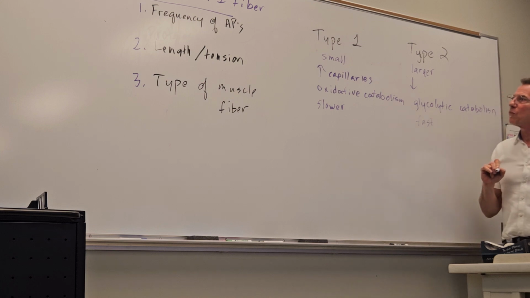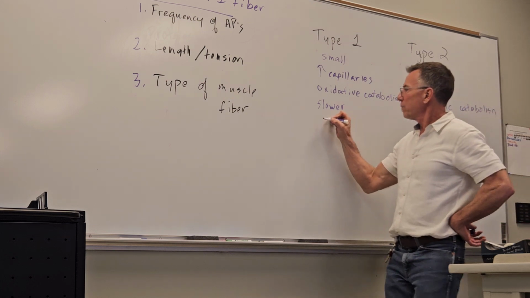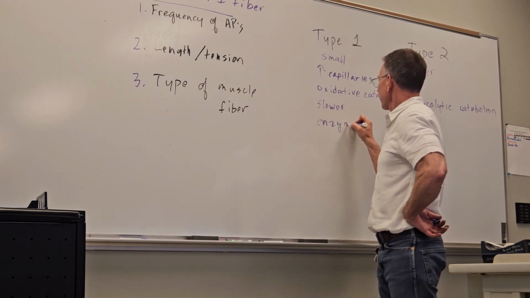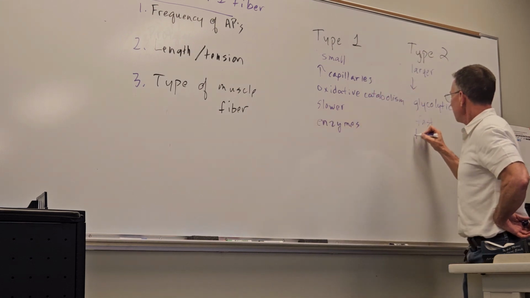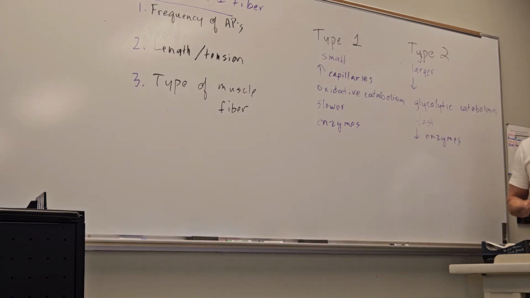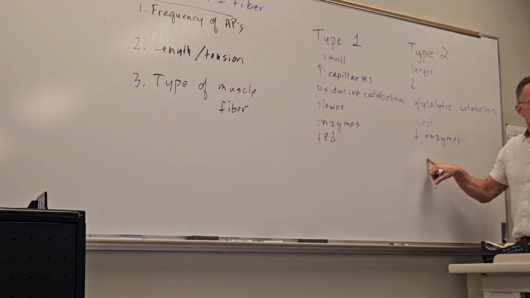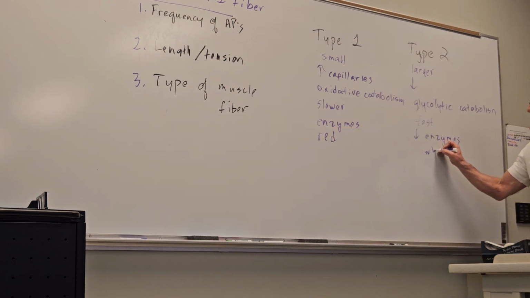Which one has more oxidative enzymes? Type 1 has more enzymes, and type 2 has fewer enzymes. Which one's called red meat? Type 1. Why is type 1 red meat? Because it has more blood. We got more blood.